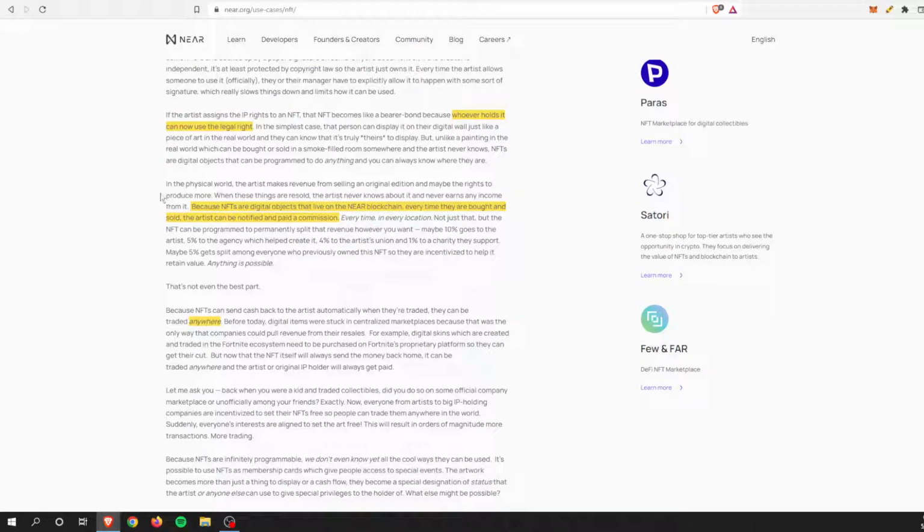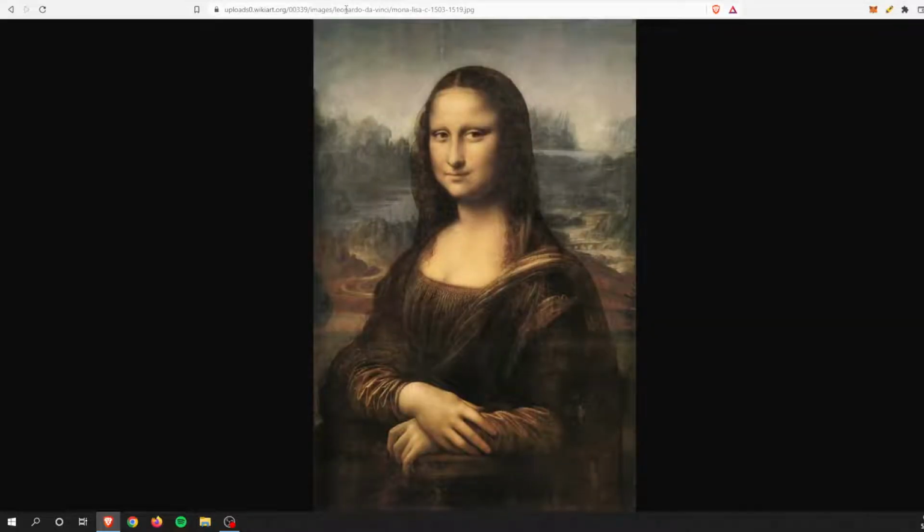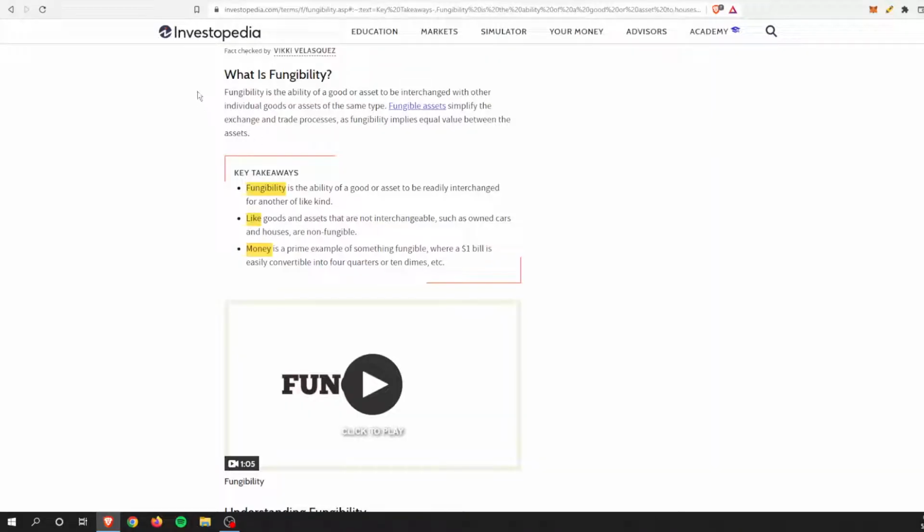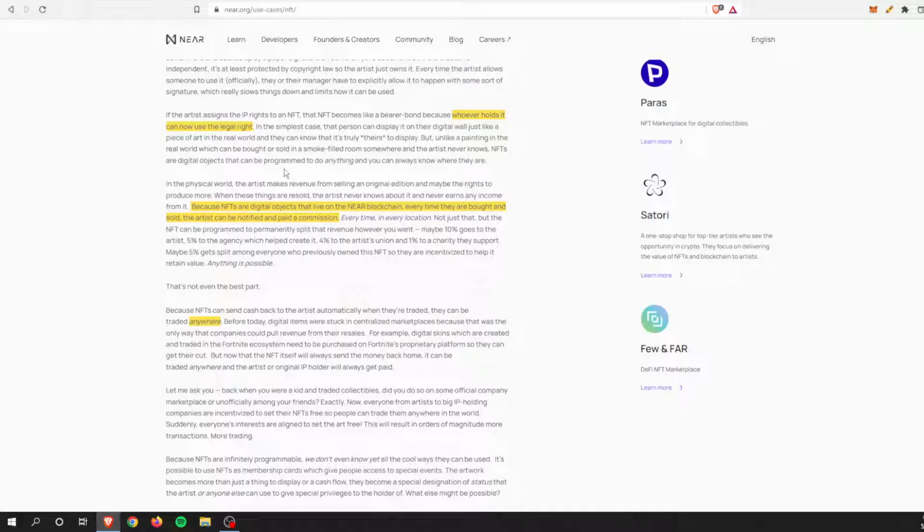But there's more to it because NFTs are digital objects that live on the Near blockchain. Every time they're bought and sold, an artist can be notified and paid a commission. So that is something that is very unique, not like regular artwork. So if you created the Mona Lisa a couple hundred years ago, you're definitely not going to get a small commission every single time that it is sold. But that is something that you can set up.